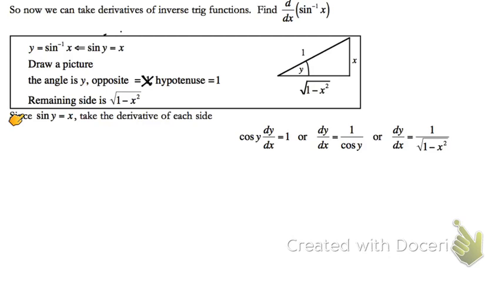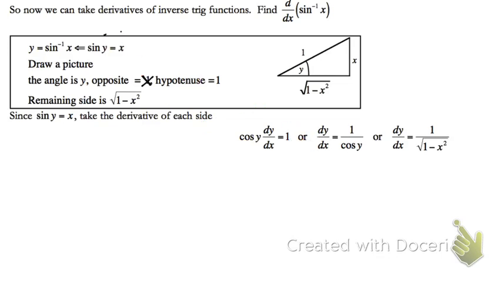So it says, now that we have this little triangle set up, since sine of y equals x, we can take the derivative of both sides. So essentially we're looking at this equation, and taking the derivative of both sides. The derivative of sine is cosine, so the derivative is cosine of y. The derivative of the inside, the y, is dy dx. So this is like an implicit differentiation thing. The derivative of x is just 1.